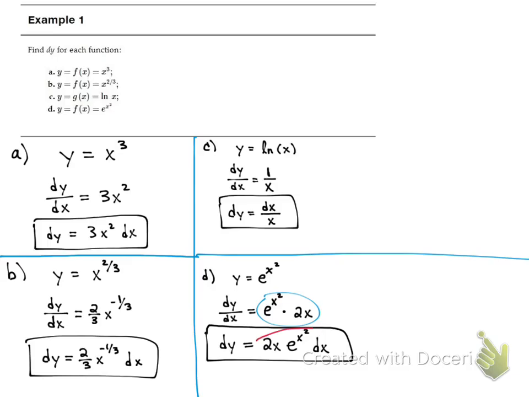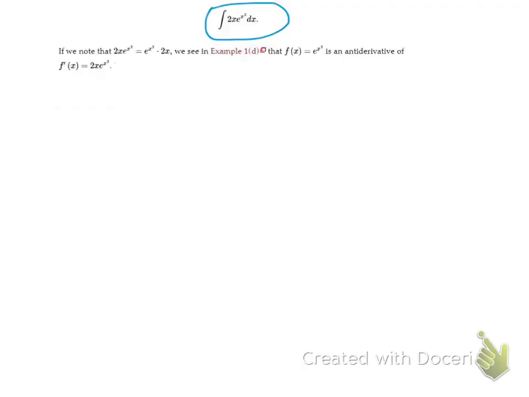that 2x times e to the x squared is the derivative of this. So it makes sense that if we want to go backwards, so if we want to take the integral of this, it should equal this one, e to the x squared. So e to the x squared is the antiderivative of 2x times e to the x squared. So that means that the integral of 2x times e to the x squared should just equal e to the x squared. And then of course we can do plus c since we have that constant of integration.